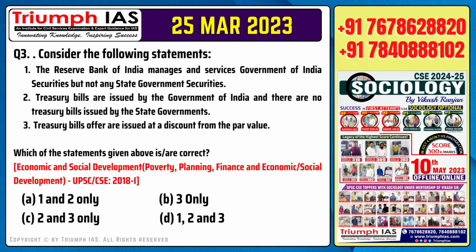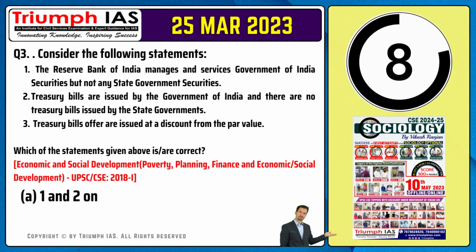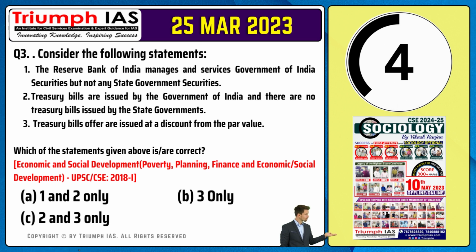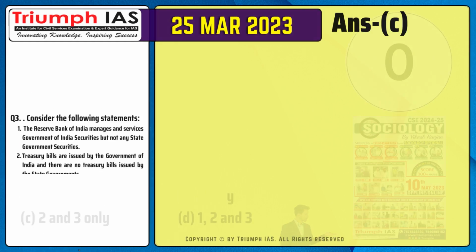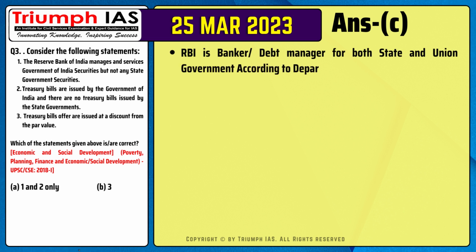Option A, 1 and 2 only. Option B, 1 and 2 only. Option C, 2 and 3 only. Option D, 1, 2 and 3. The correct answer is option C. RBI is banker and debt manager for both state and union government.